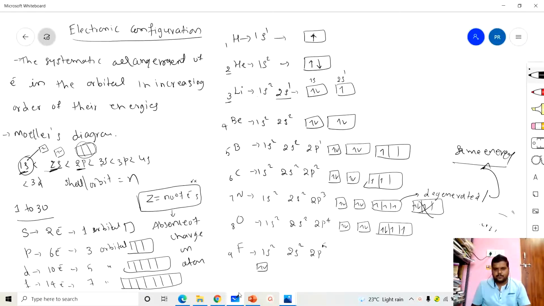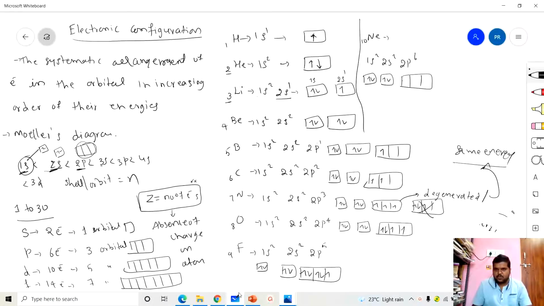So 1s2, 2s2, 2p5: 1, 2, 3, 4, 5. Next atom, neon, atomic number 10: 1s2, 2s2, 2p6. Is it clear? 1, 2, 3, 4, 5, 6. So like this we have to fill.